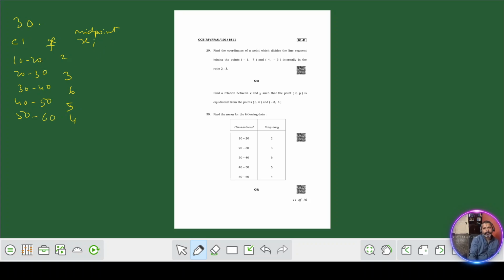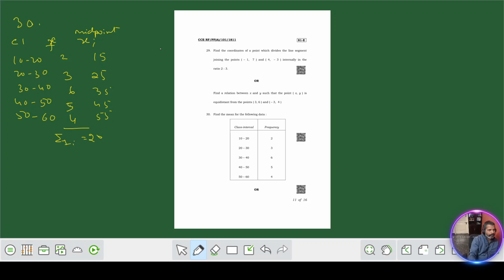How do you find the midpoint? 10 plus 20 by 2, that is 15 you will get. Similarly 25, 35, 45, 55. Here we have to write sigma Fi. Sigma Fi, when you add it, 6 plus 4, 10, 20. Then here we have to find Fi Xi, right?